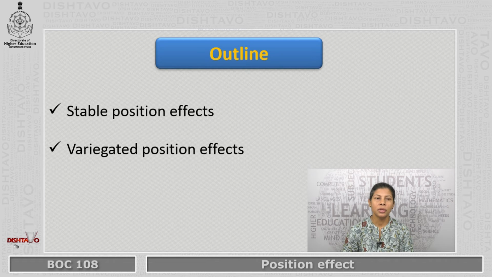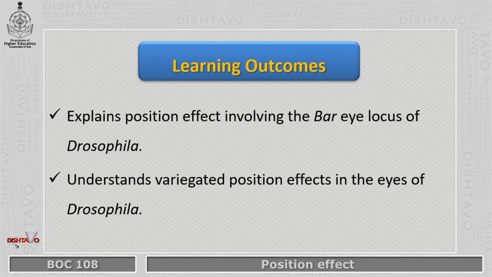This module deals with stable position effects and variegated position effects. It explains position effect involving the bar eye locus of Drosophila and understands variegated position effects in the eyes of Drosophila.